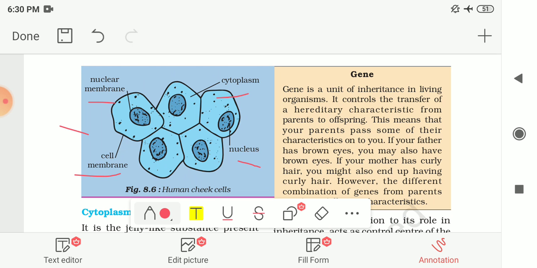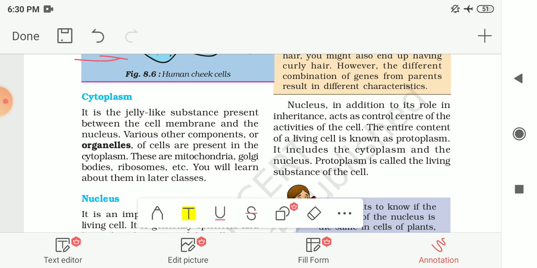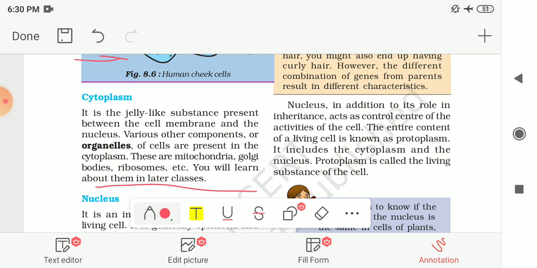Now let us see the first one, the cytoplasm. It is the jelly-like substance present between the cell membrane and the nucleus. So between the nucleus and the cell membrane, this jelly-like structure is known as the cytoplasm, and various other components, or you can say organelles, are also present in the cytoplasm.